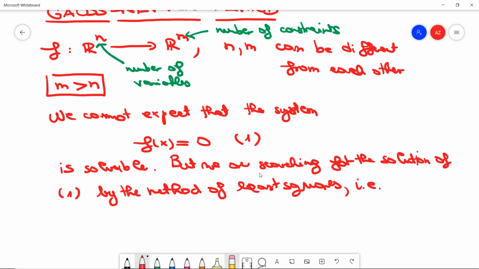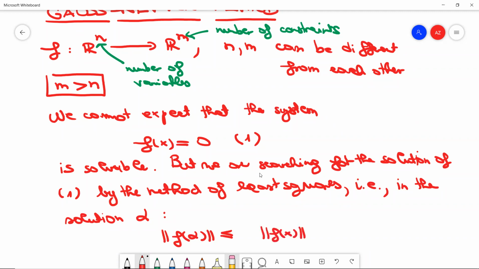That means that in the solution alpha, the following will be true. The norm of f of alpha is smaller or equal to the norm of f of x, where x runs over all possible tuples. So it's smaller or equal to the norm of f of x for all x.